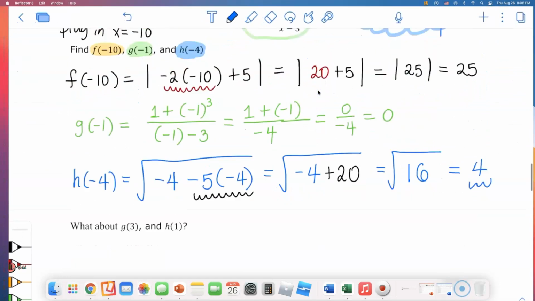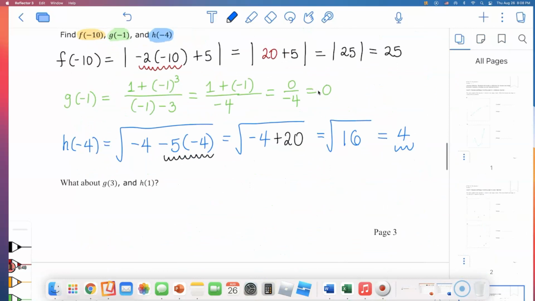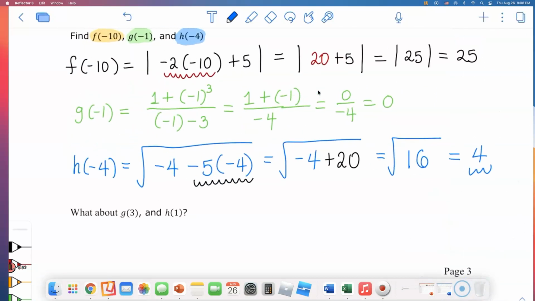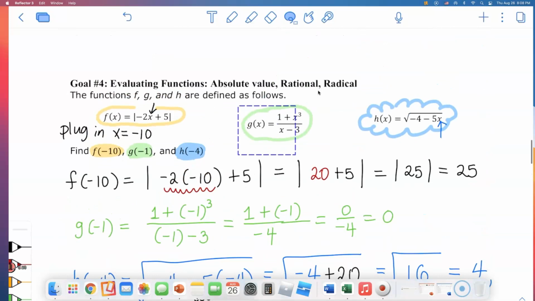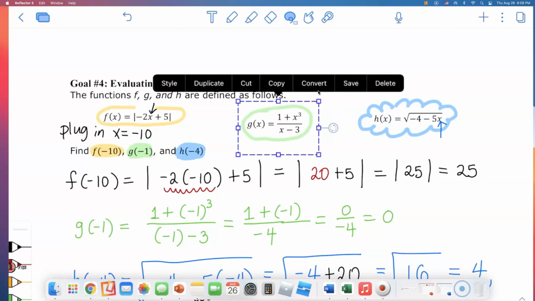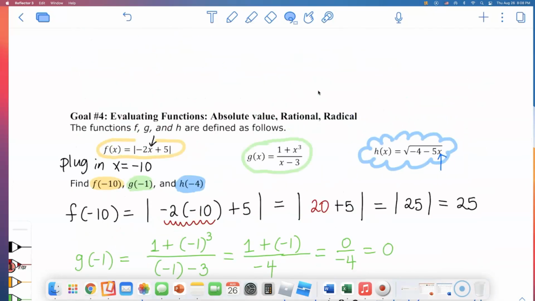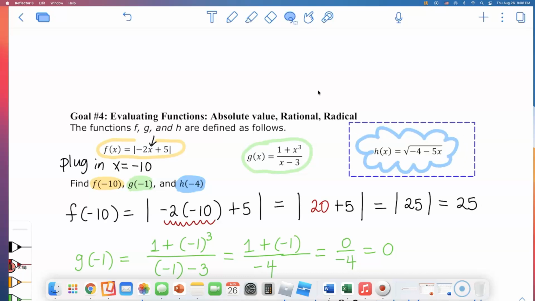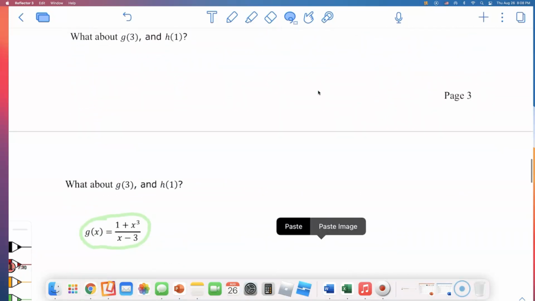All right, let me keep on going. Now these two questions are fun. So what I'm going to do is add another page to talk about them. I'll copy this question down here along with these two functions that we're going to use. The rational function and then this square root function. Because now we're going to talk about the domain of a rational function and a square root function.